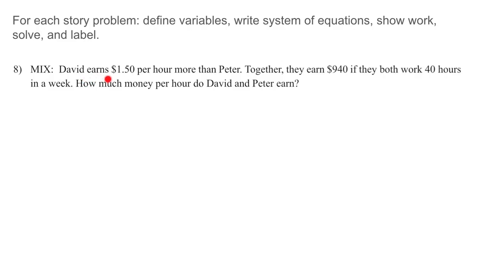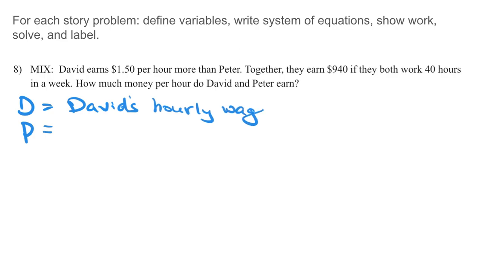For this problem, we have David earns $1.50 per hour more than Peter. Together they earn $940 if they both work 40 hours in a week. How much money per hour do David and Peter earn? So remember, the first thing we're going to do is define our variables. So I'm going to say David's salary and Peter's salary. The variables I'm going to use are D and P. D is going to equal David's hourly wage, and P is going to be Peter's hourly wage.